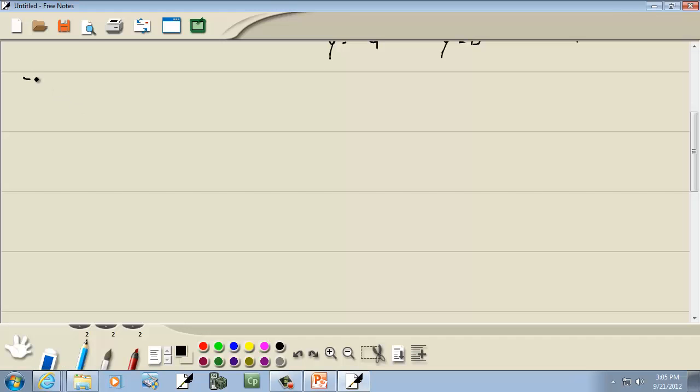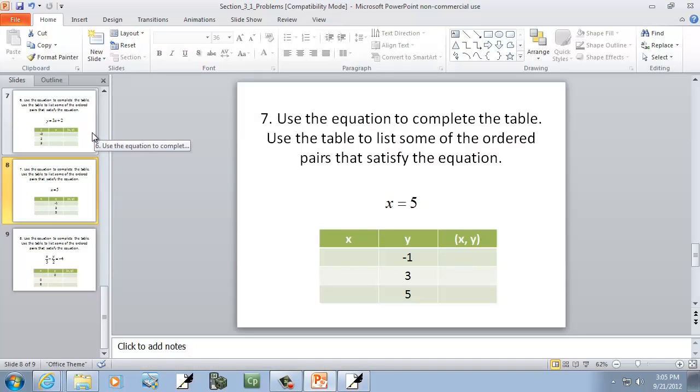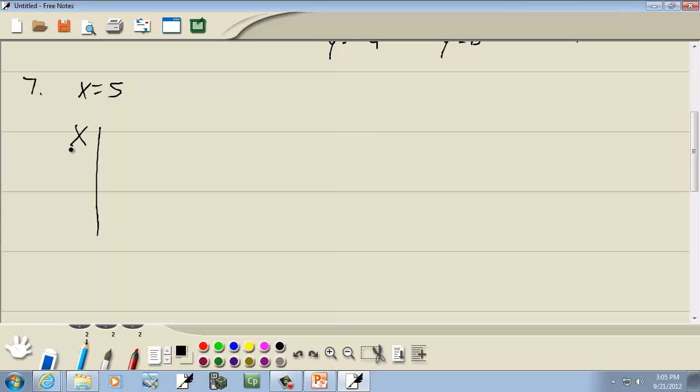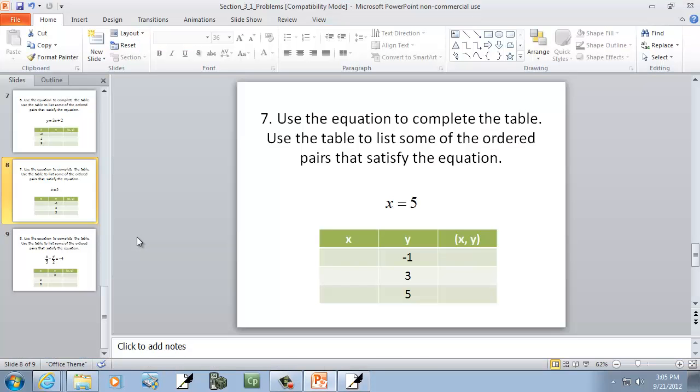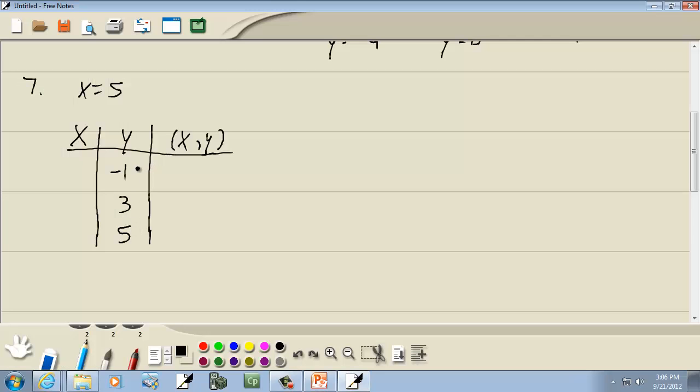Let's look at this one. Got x is equal to 5. This is an oddball case. So oddball, it's easy. y is -1, 3, and 5. Now before, we would take this value and plug it in for the y and then solve for x. But if I take -1, there is no y to plug it into. So x is just 5. So this point would be (5, -1).